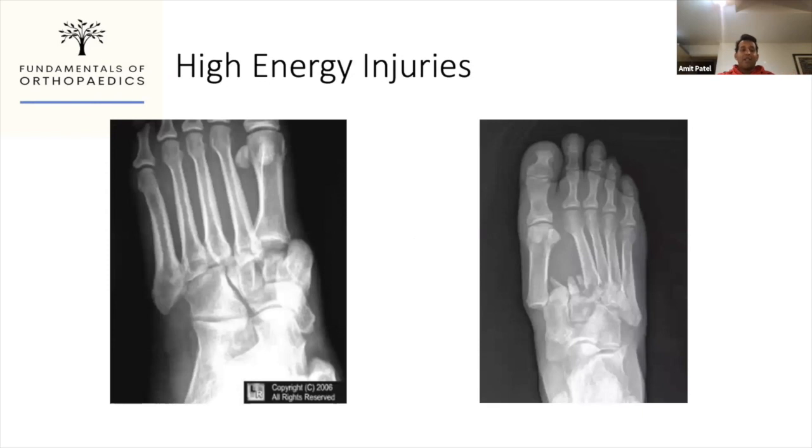In the high energy injuries, you can get complete dislocation of the TMTJ medially or laterally, and you can get quite severe bony injuries in the midfoot, all of which require a CT scan in order to plan for the operation that these patients need.